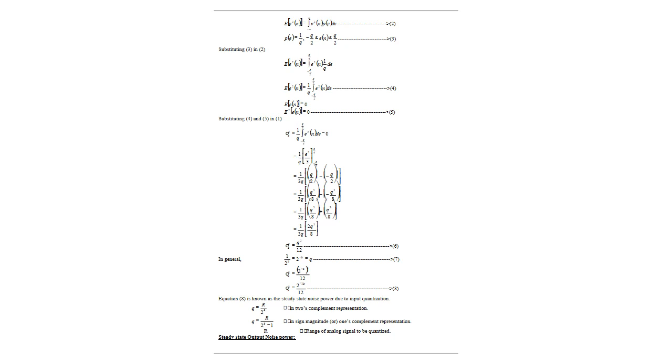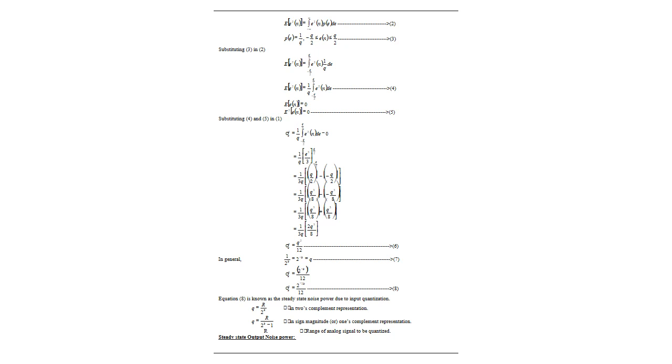So that is E of e squared of n is equal to 1 by q times the integral from minus q by 2 to q by 2 of e squared of n into de. So E of e of n is equal to 0, so the square of its mean is equal to 0. Substituting 4 and 5 in 1, sigma e squared is equal to 1 by q times the integral from minus q by 2 to q by 2 of e squared of n into de, minus 0.